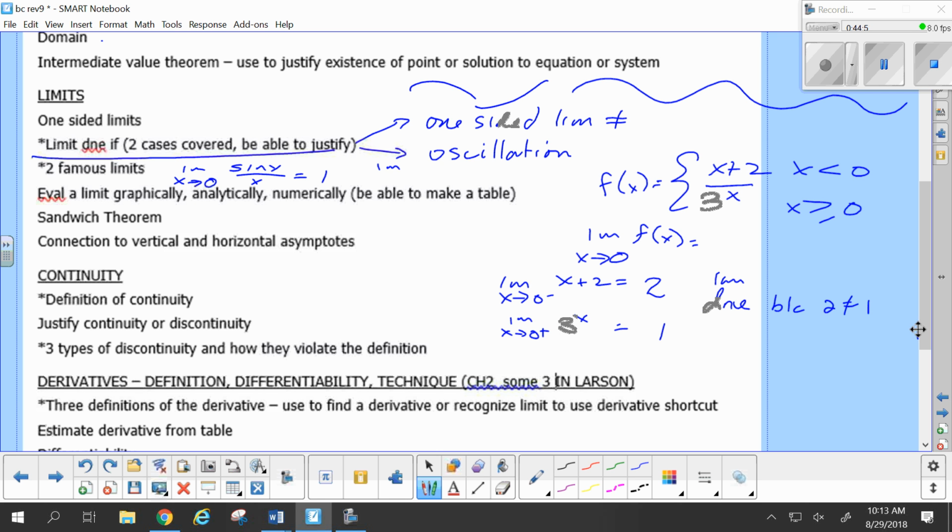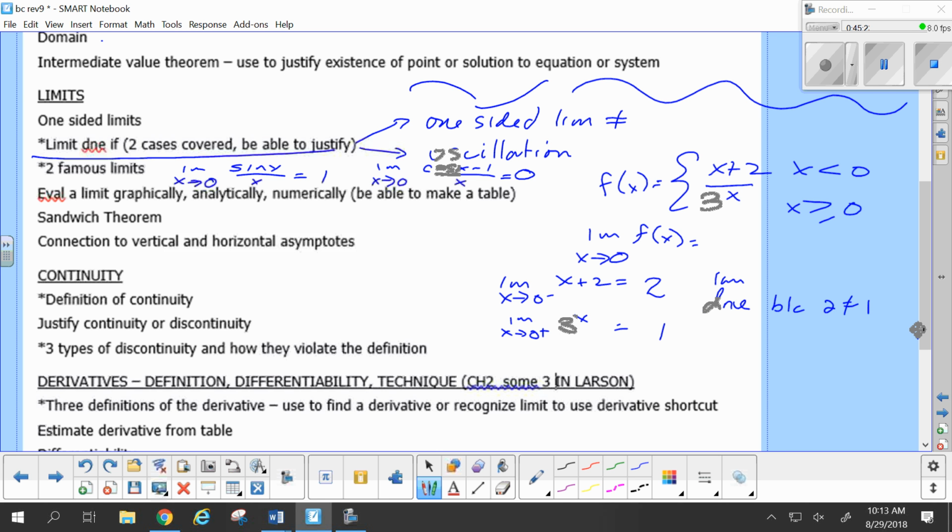The other one is less known. It's cosine, and it's the limit as x goes to 0 of, sometimes it's cosine of x minus 1, sometimes it's 1 minus cosine of x. It doesn't matter. It is still what? All right, then. You would probably use a table if you didn't remember, but it is 0. You should be able to evaluate a limit graphically, analytically, numerically. If it says numerically, I mean show a table, make a table that shows the limit.